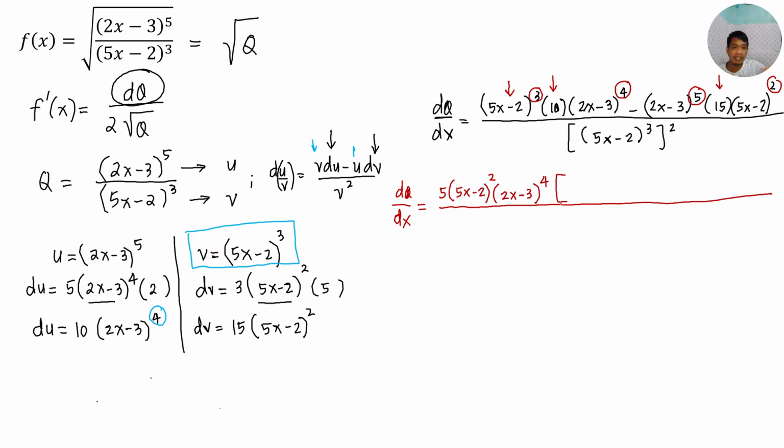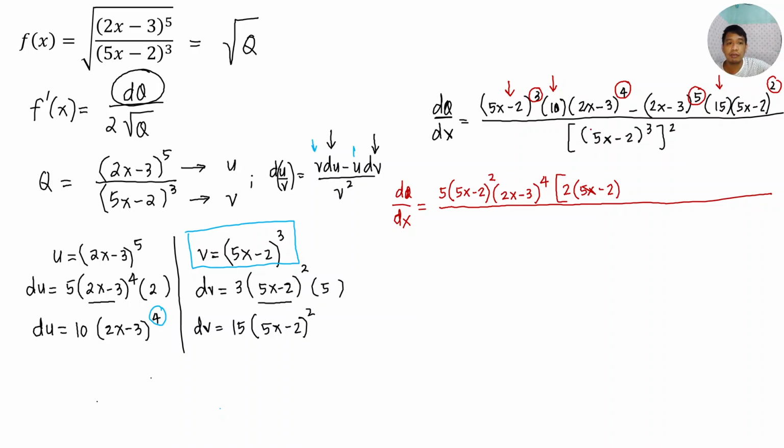Then, i-divide natin yung ating first term sa ating common factor. We have 10 divided by 5, that's 2. Yung 5x minus 2 raised to the third divided by 5x minus 2 to the second, cancel out ang exponent na 3, may matitirang isa. So that's 5x minus 2 raised to the 1.